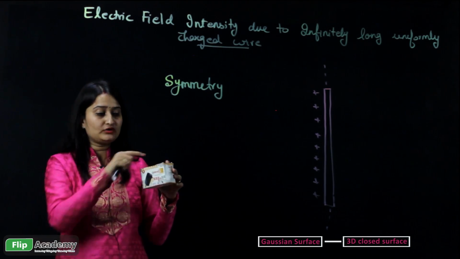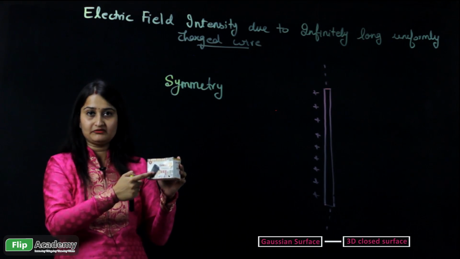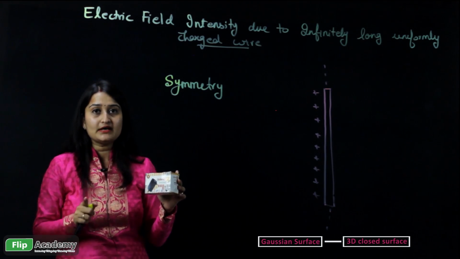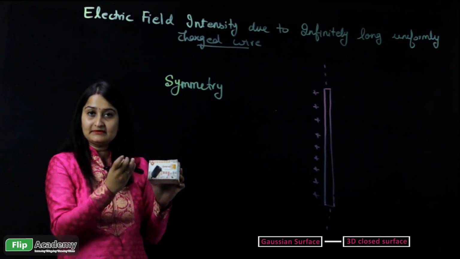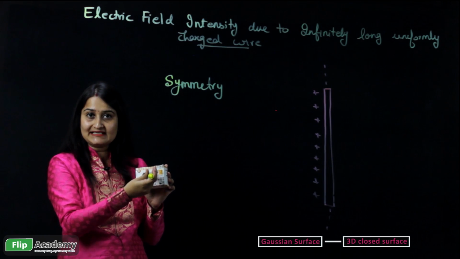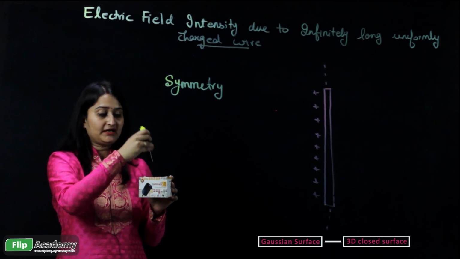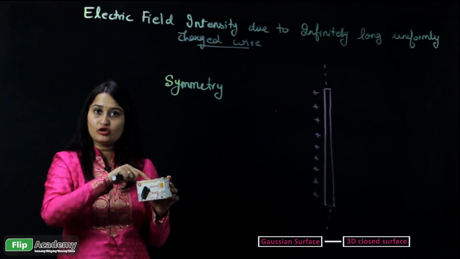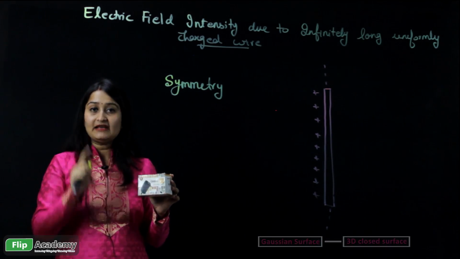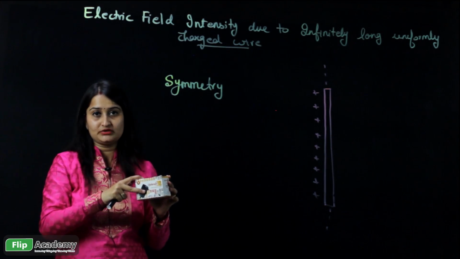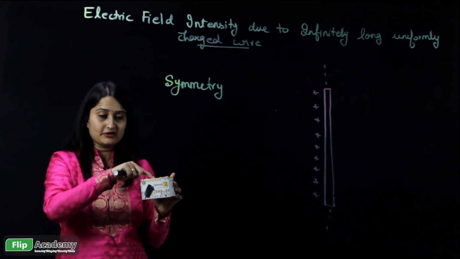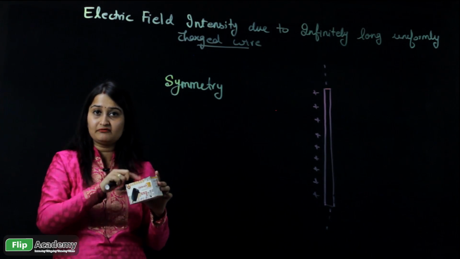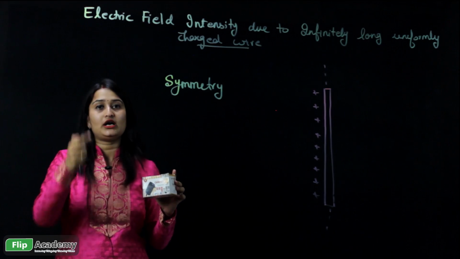But if I ask you whether this surface and this surface are symmetrical to each other, your answer is no, because at this point you will find that the electric field intensity has a particular direction like this, but at this point the direction is changed. So these are symmetrical but individually. If you compare the two surfaces, first surface, second surface, third, fourth, 5 and 6, are these 6 surfaces symmetrical to each other?